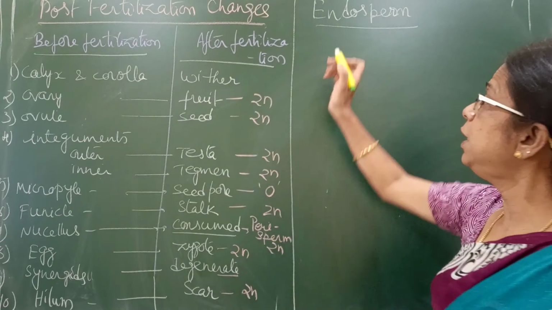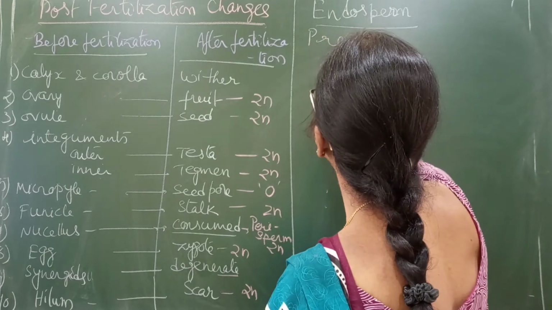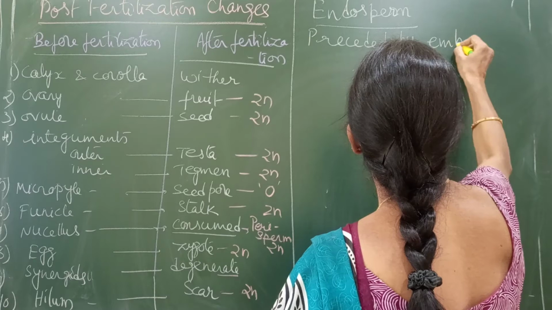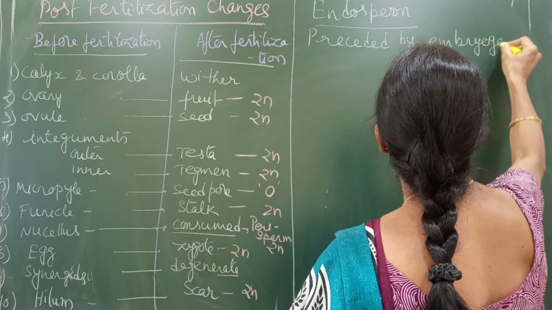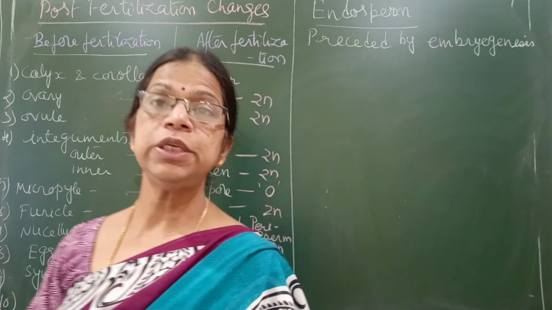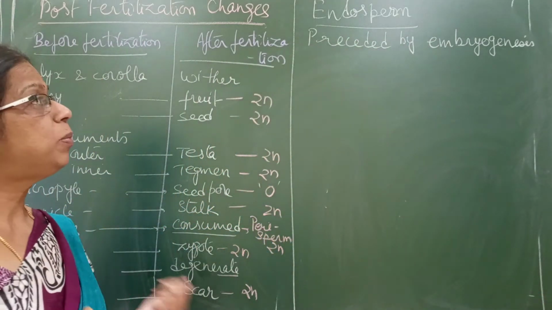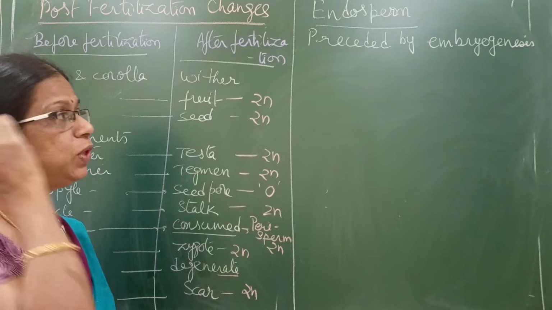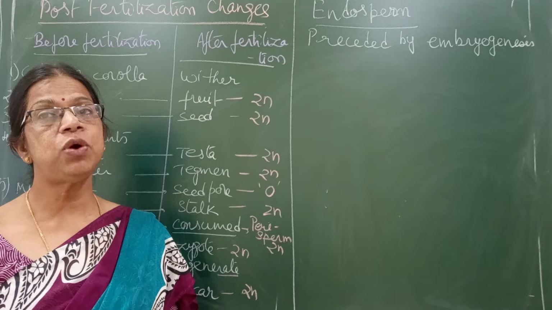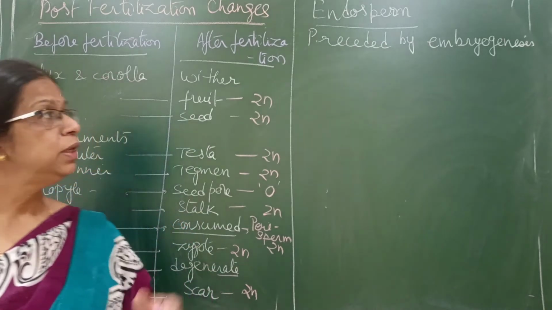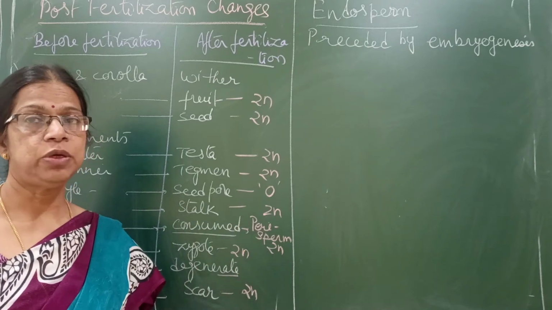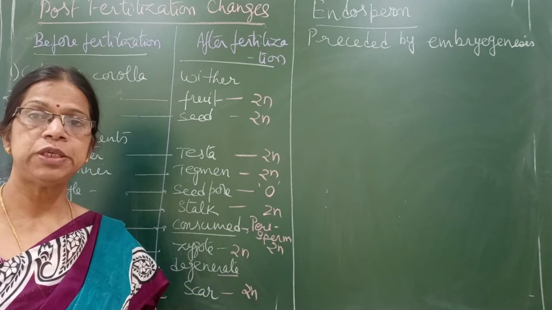It is preceded by embryo formation or embryogenesis. Preceded means it takes place before the formation of the embryo, because for a growing embryo, nutrition is required. So endosperm will be formed first, then followed by the embryo. So endosperm formation takes place first.